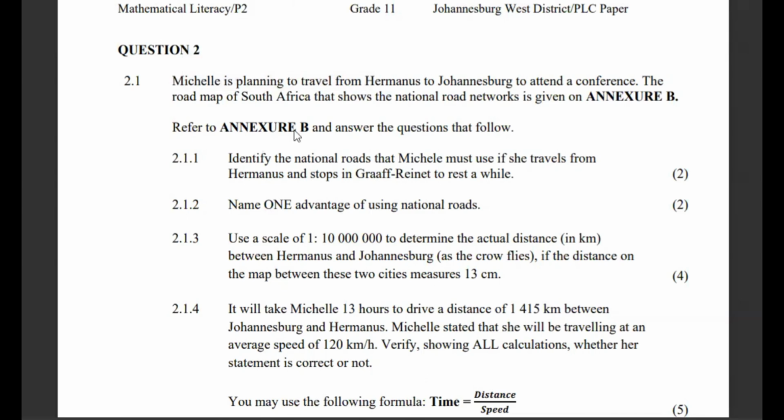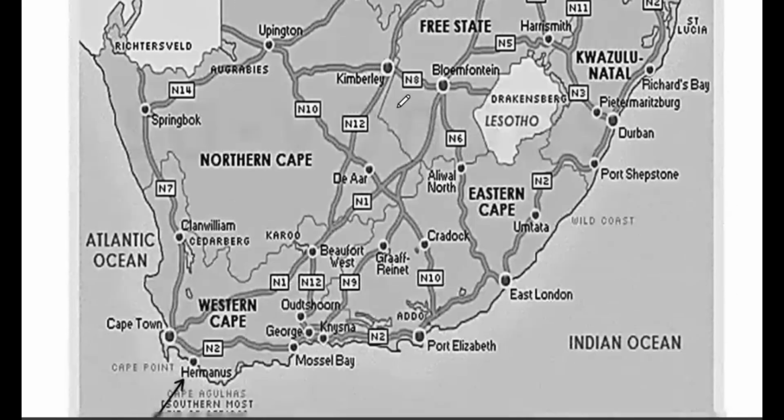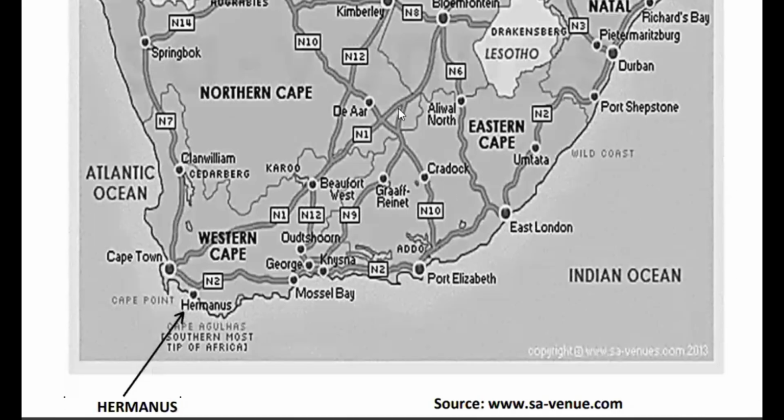All right. Identify the national roads that Michelle must use if she travels from Hans to stop in Kraftnet to rest for a while. So we go this way. So it's going to rest here. Which roads is it going to use? Remember, it's coming from here.